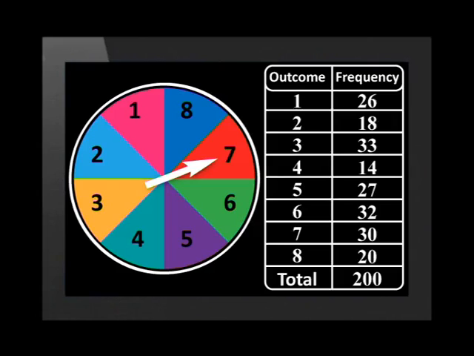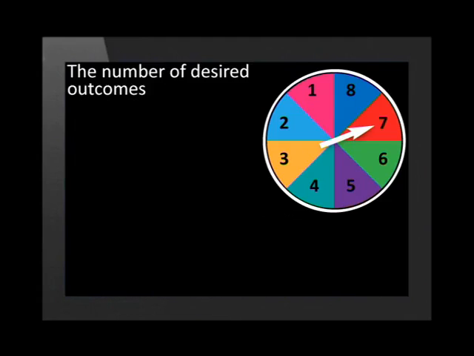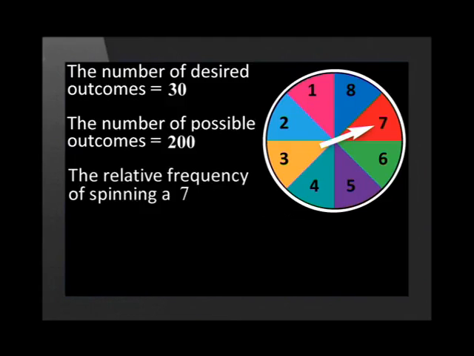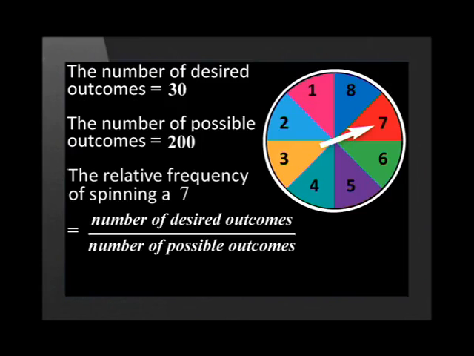Now let's compare this theory to reality. Remember that we calculate relative frequency in the same way we calculate probability. What is the relative frequency of the number 7? From the table, we can see that 7 was spun 30 times. The number of desired outcomes is 30, and the number of possible outcomes is 200. The relative frequency with which a 7 was spun is equal to the recorded number of desired outcomes over the recorded number of possible outcomes. The relative frequency is 30 over 200, or 15%.